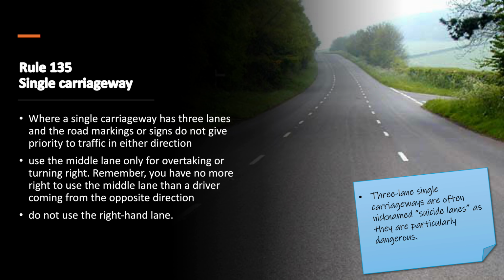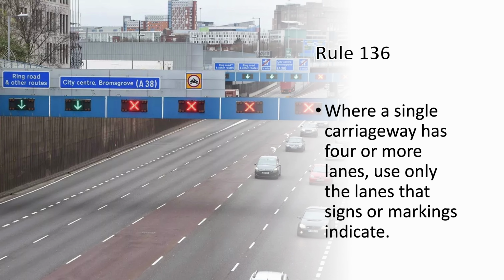Single carriageways. Rule 135. Where a single carriageway has 3 lanes and the road markings or signs do not give priority to traffic in either direction, use the middle lane only for overtaking or turning right. Remember, you have no more right to use the middle lane than a driver coming from the opposite direction. Do not use the right-hand lane. Rule 136. Where a single carriageway has 4 or more lanes, use only the lanes that signs or markings indicate.